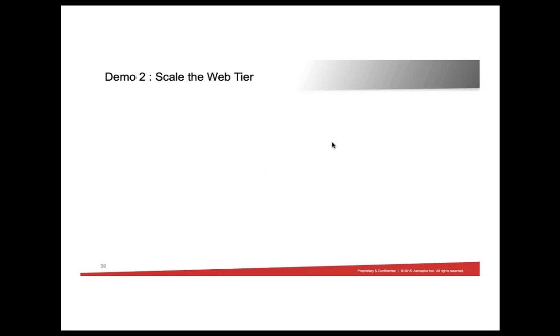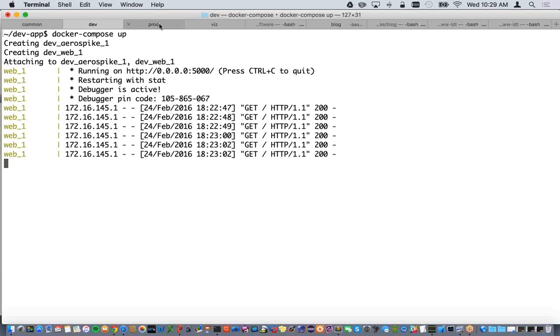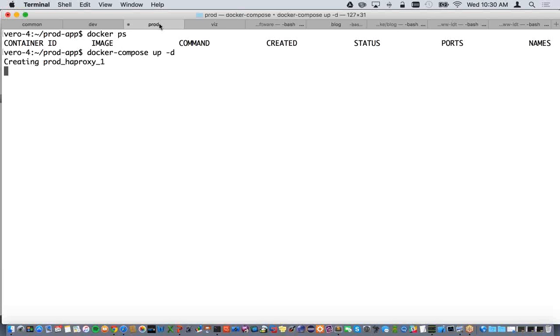So let's scale up the web tier. Let's go back to my console. This is my production deployment, and if I type correctly, I can do a Docker PS and nothing's running. So again, I'm going to do a Docker Compose up to bring up all these services. I'm going to add the -d flag, which will put all of this into the background and give me control of the console. So you can now see that we've got 4 services up and running.